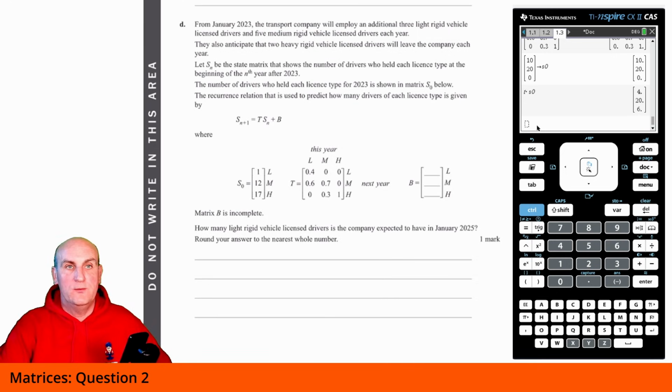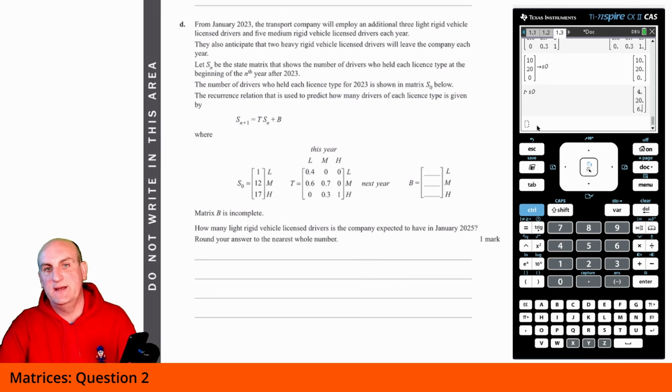So I didn't already have to work that one out. That's fine. The recurrence relation is given though, where it's that. Matrix B is incomplete. How many light rigid vehicle license drivers is the company expected to have in January 2025? Round your answer.